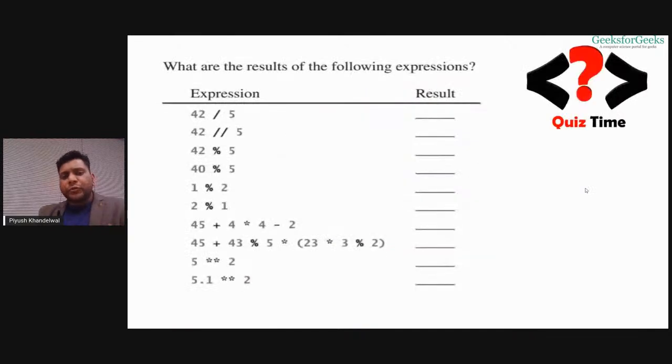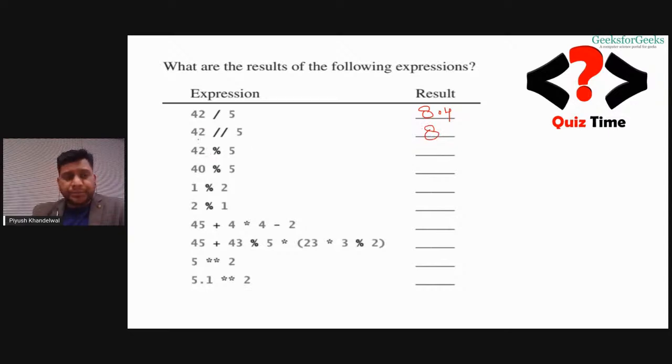Now it's a simple quiz time. I have certain expressions, and I just want to check your understanding, whether you have understood these expressions or not. So let me see. The first expression is 42 float division 5. The result is going to be, 5 8s are 40 and 5 4s are 20, so it is going to be 8.4, right? Then we have 42 integer division 5. So it will be 8.4 and we have to remove the fractional part, so it is going to give me 8 only.